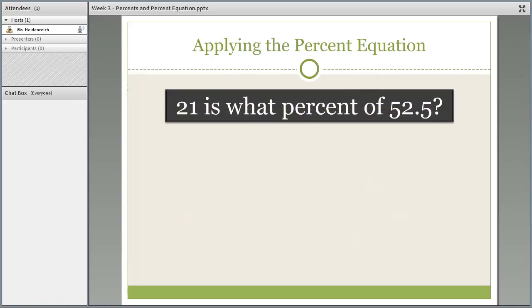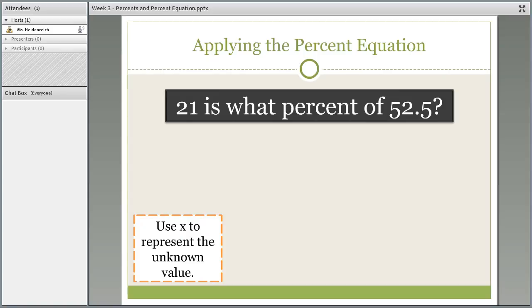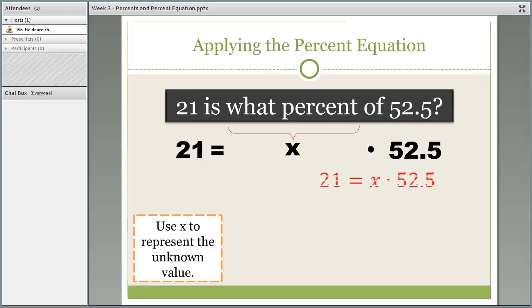All right, here is another one. Again, we're going to translate from left to right. And remember that when we get to the what part, we're going to use an X. So that part, what percent, is going to be the X. So left to right, we're going to have a 21. Is translates to equals. What percent translates to X. Of translates to multiply. And then 52.5 is just 52.5. So the equation I have is 21 equals X times 52.5.